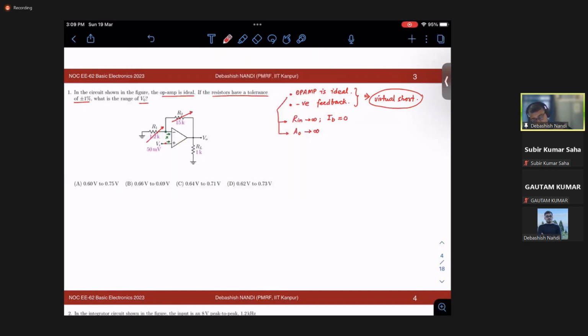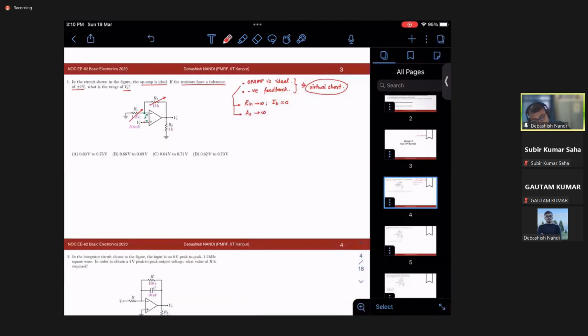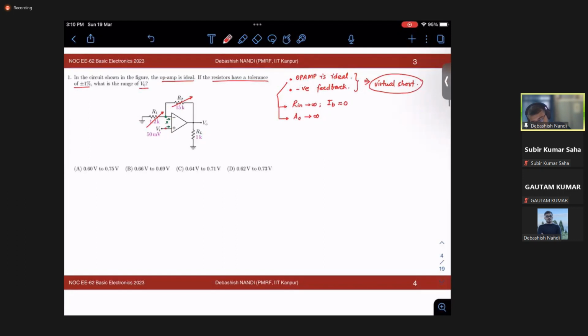So first we'll discuss what I mean by this. The tolerance of resistance is plus minus 1%. So I have R1 nominal, nominal meaning whatever is given, which is 1.2 kilo ohm. And let's say R2 nominal is 15 kilo ohm. So what will be the maximum R1?